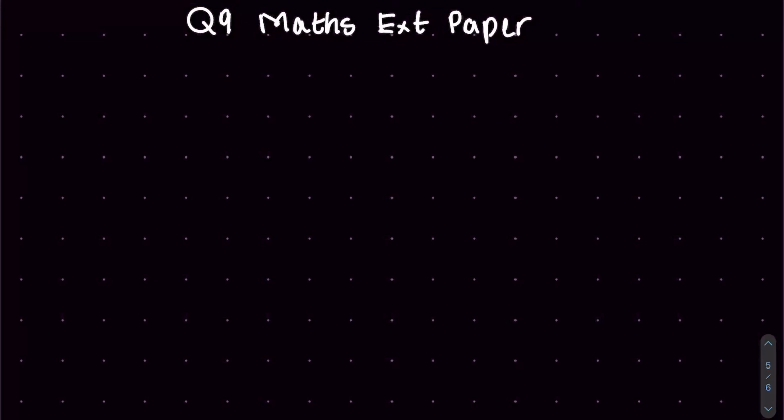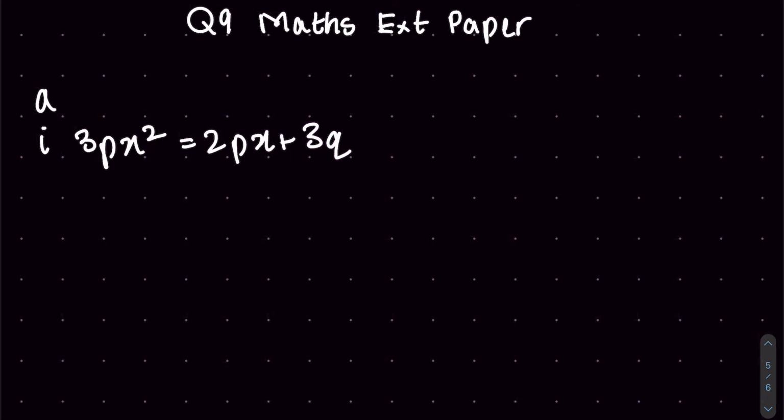Today we're going to be going through question 9 of the Maths Extension paper of Year 11. First of all, we'll start off with part A, part (i), which gives us this equation, 3px squared equals 2px.